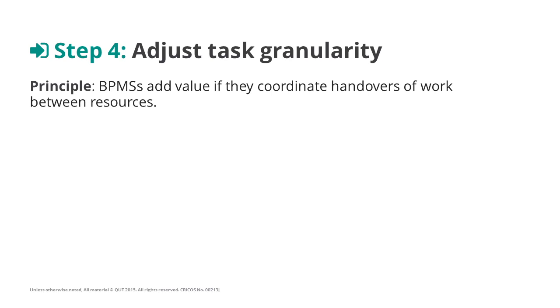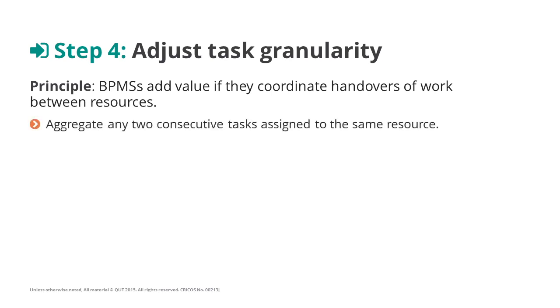So here the idea is that we aggregate any two consecutive tasks that are assigned to the same resource, and then we disaggregate a task that requires operations to be performed by more than one resource. So let's take a look at an example of the first case, when we need to aggregate consecutive tasks.